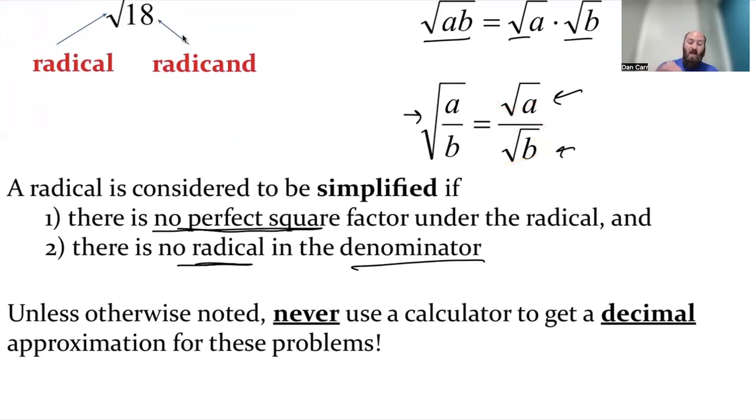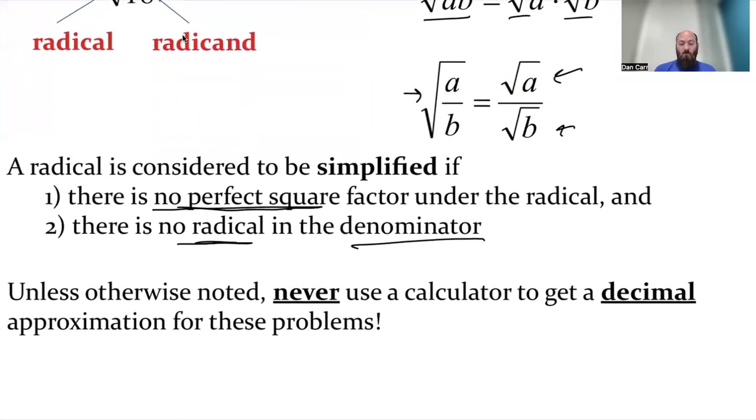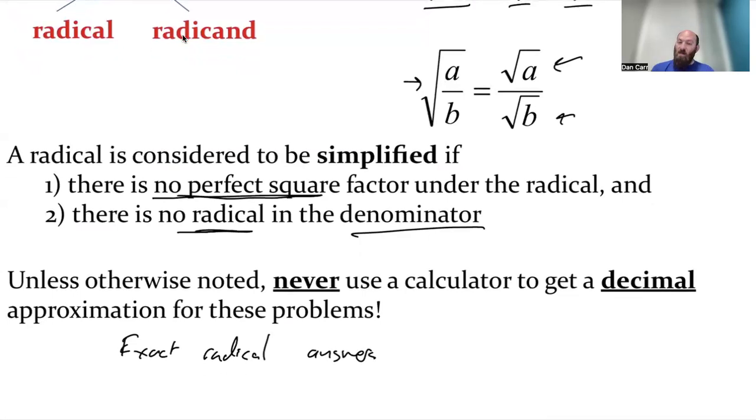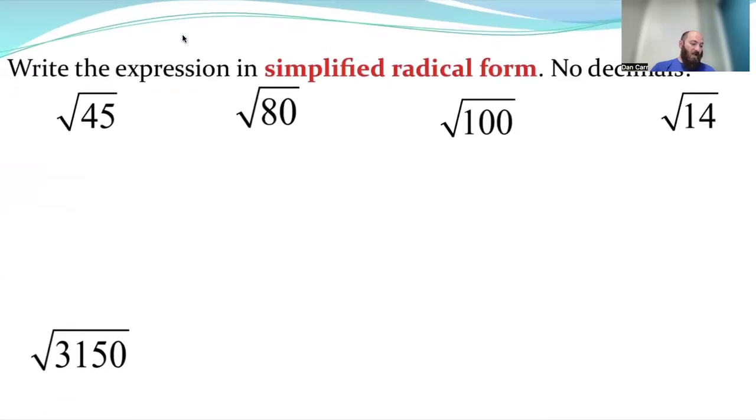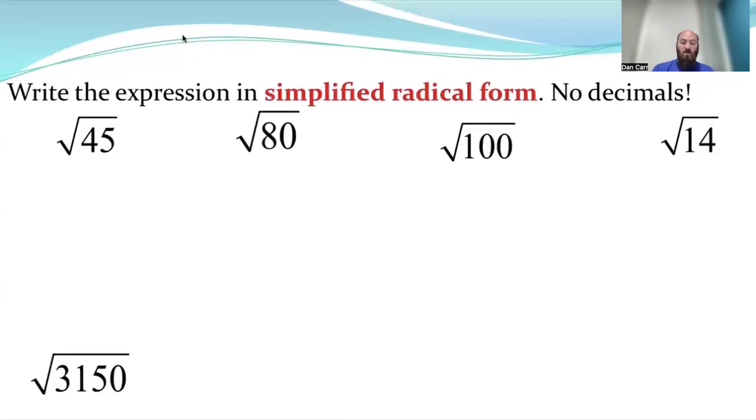Otherwise, never use a calculator to get a decimal approximation for these problems. We're going to be looking for exact radical answers. So what we mean by that is something like this. If I do, let's say, 2 times the square root of 5, that is an exact radical answer. The approximate would be like this. Now, if I plug in my calculator, 2 square root of 5 gives me about 4.47. We don't want these answers. We want these answers with this part. Okay? So write the expression in simplified radical form with no decimals.